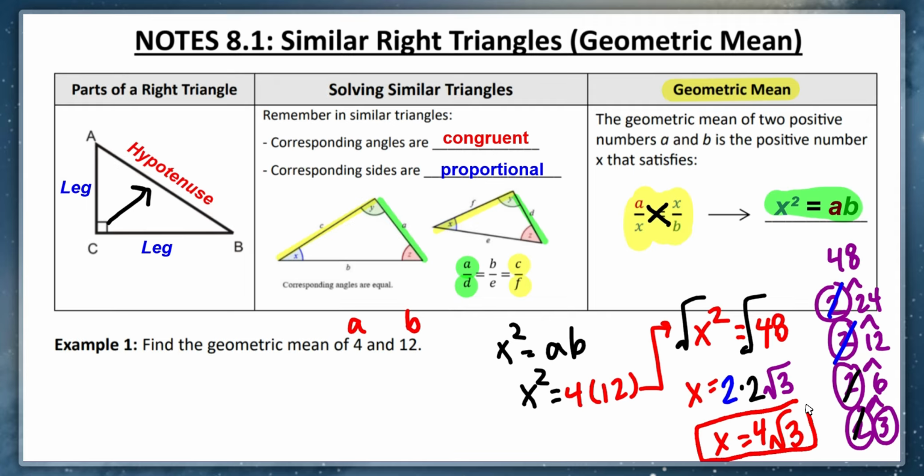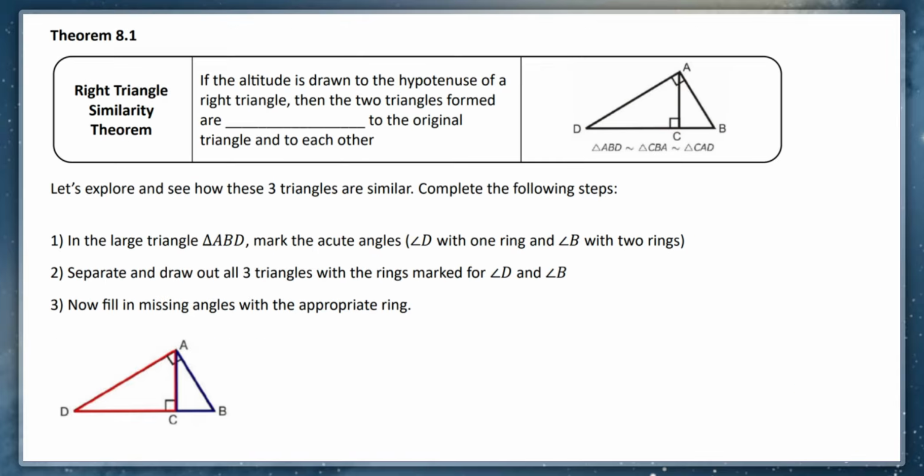When you're asked to find the geometric mean of two numbers, please understand that you are just using this formula right here, the x squared equals ab. Right? When you square root, if it's not a perfect square, the expectation is that you simplify. So let's go ahead and keep moving to the next part of the notes.